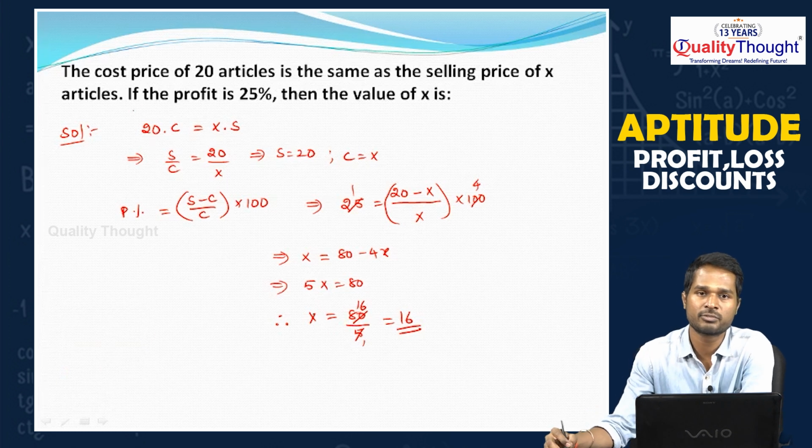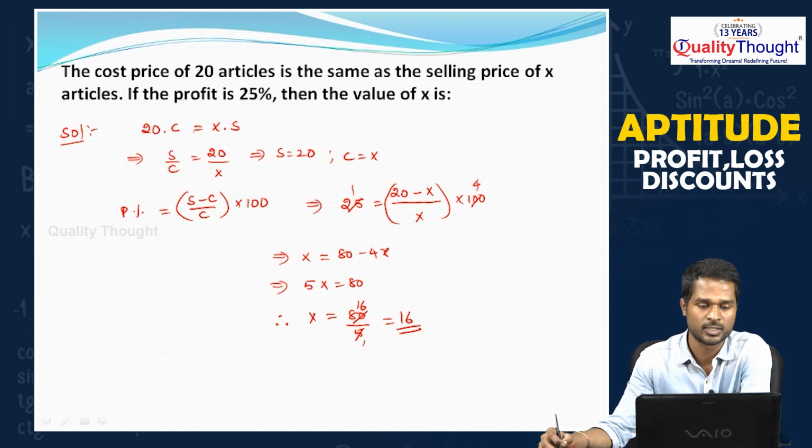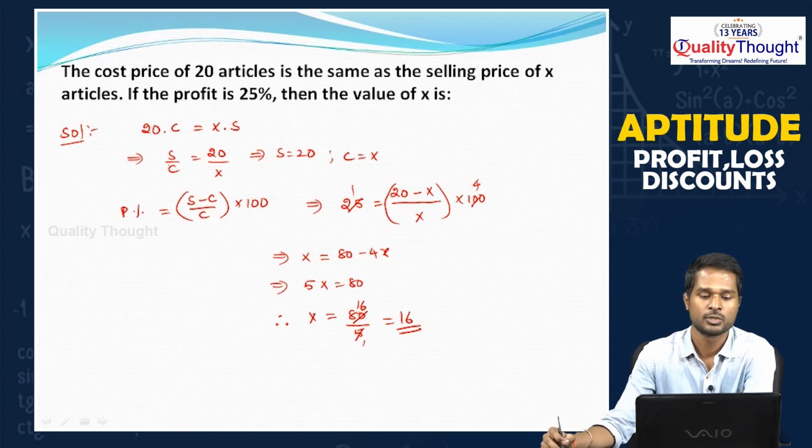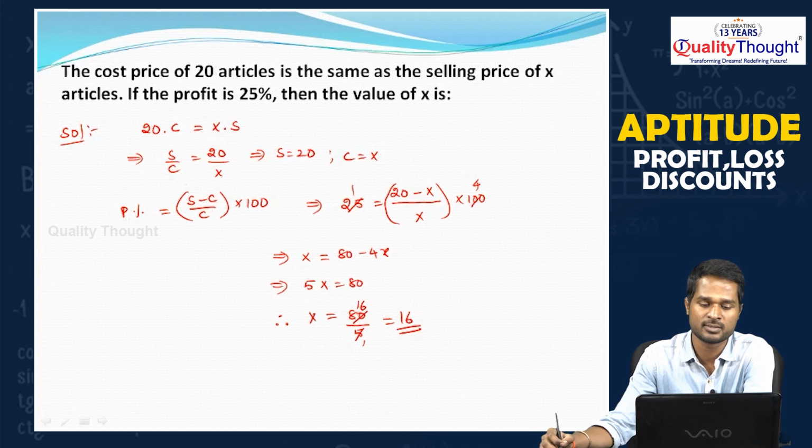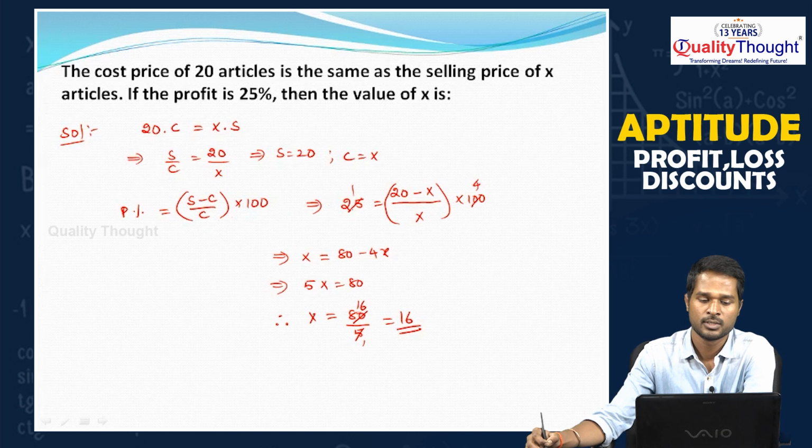See, we have written the equation from the question, 20 into C is equal to X into S. That means, the cost price of 20 articles is equal to selling price of X articles. So, compare the values of X, S and C. S is 20 and C is X. So, profit percentage is (S minus C) by C, that means selling price minus cost price by cost price into 100. So, profit percentage is given 25 is equal to (20 minus x) by x into 100.